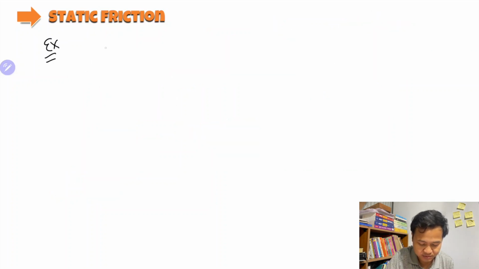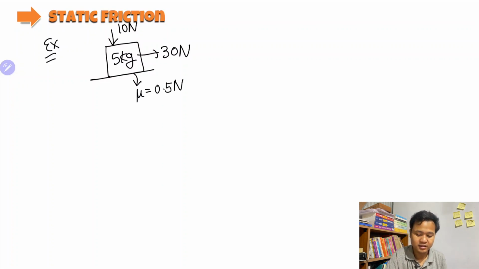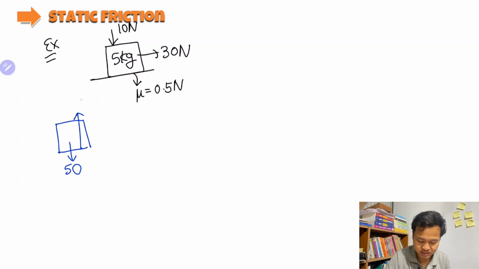Using that same example, suppose I have 5 kg, and the force is 30 Newton. What happens now when I apply an additional 10 Newton downward? Mu is 0.5. In this case, same question, will the block move? The weight is 50 Newton, with the normal force upward, the 30 Newton applied, and the friction force on the left side. Everything is the same, but you have an additional 10.